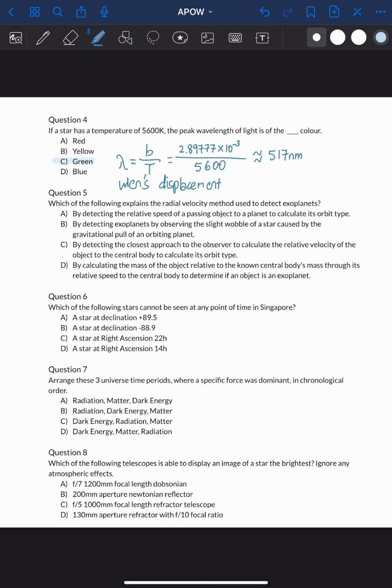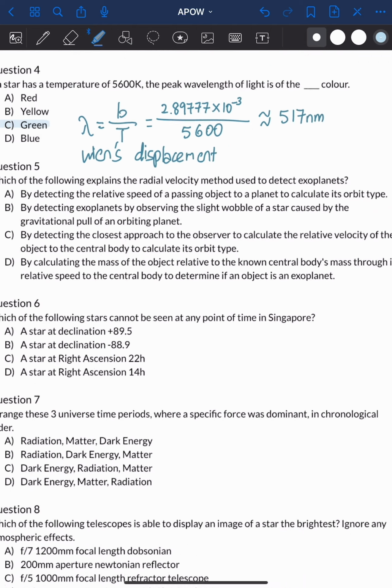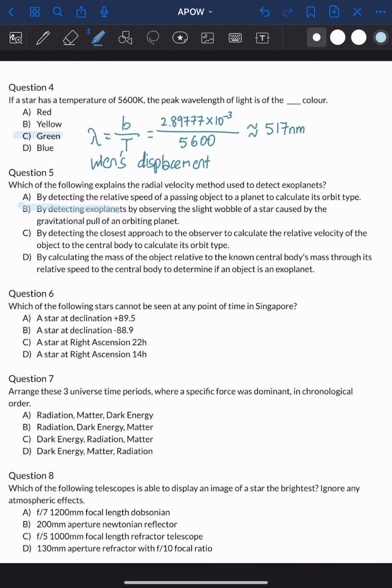And this one's another general knowledge one, question 5. Not much to say about it. It is B. It is simply put just B. I'm not sure what else I can explain.